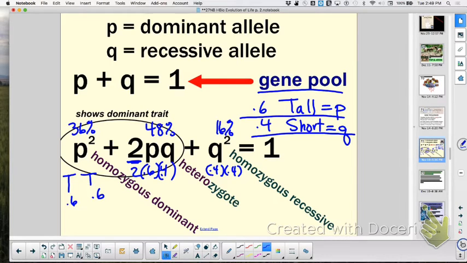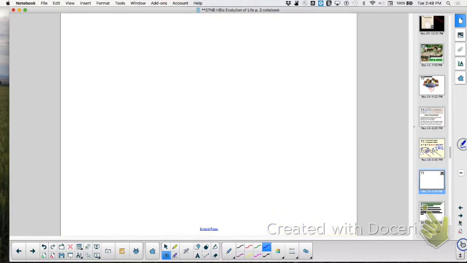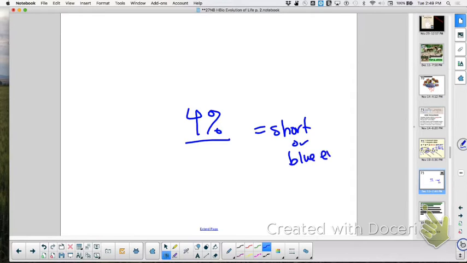So what if I tell you that 4% of a population is expressing a recessive trait, like short or blue eyes, some recessive trait? Could you calculate for me how many are carriers? I mean, I could ask you a lot of things, but solve for everything. How many are carriers? How many are homozygous for tall or brown eyes? What percentage of the population? What's P, what's Q based on that? The recessive trait. And I'm going to pause you right there while you're doing the math.